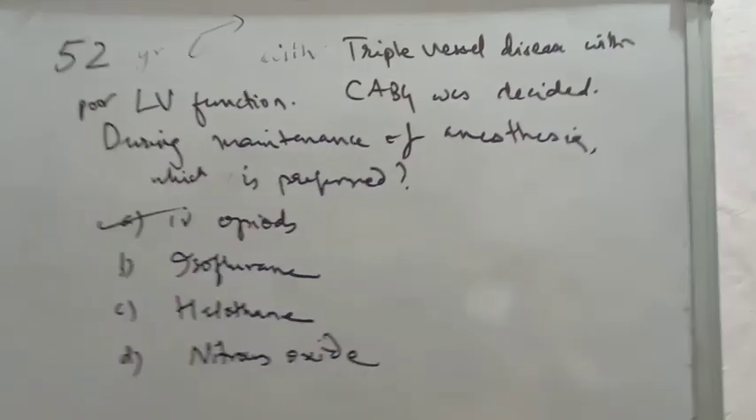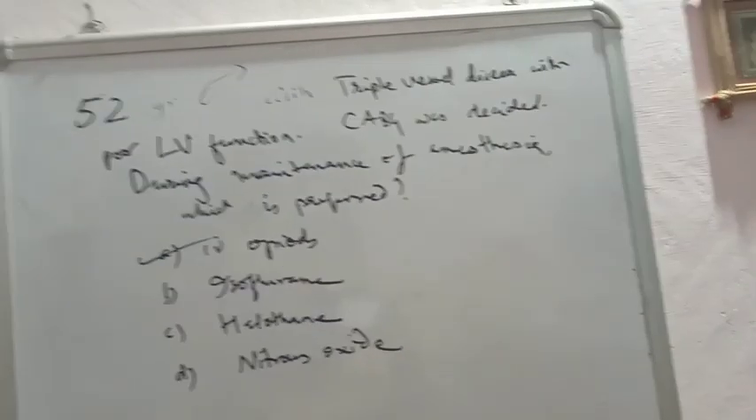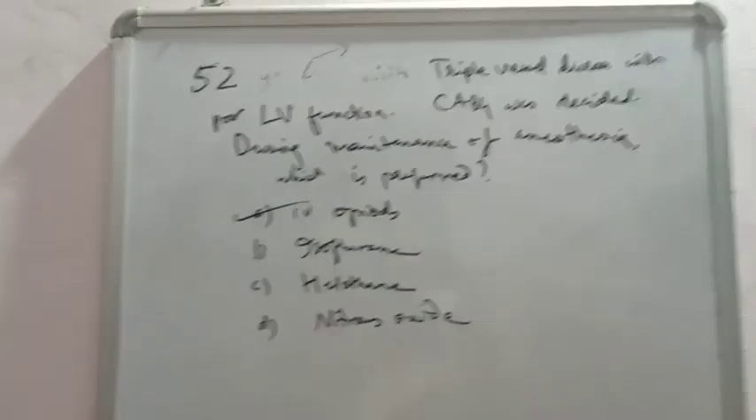So this part is solved. This is the other question. A 52-year-old male with triple vessel disease with poor LV function. CABG was decided. During maintenance of anesthesia, which agent is preferred? IV opioids, isoflurane, halothane, nitrous oxide.